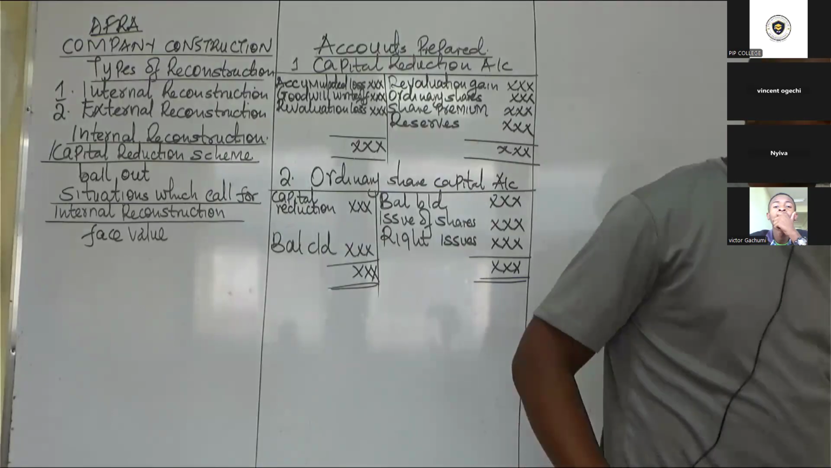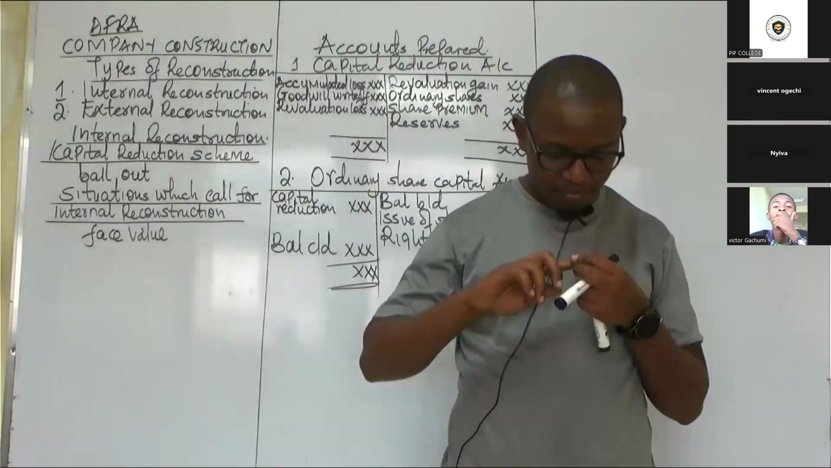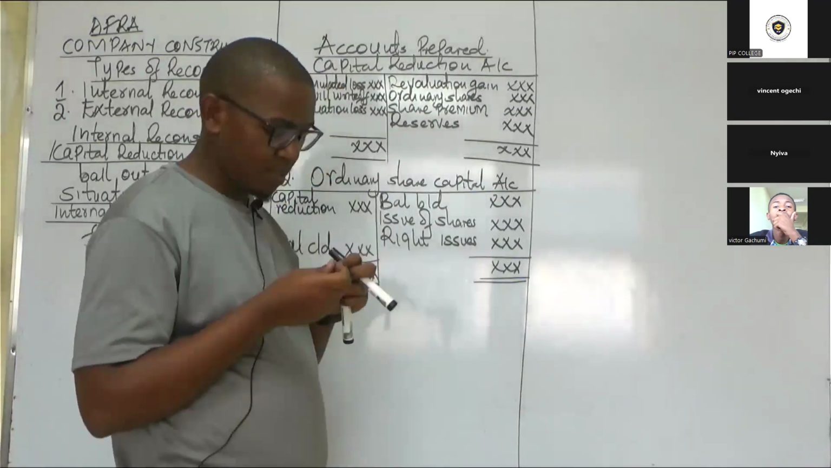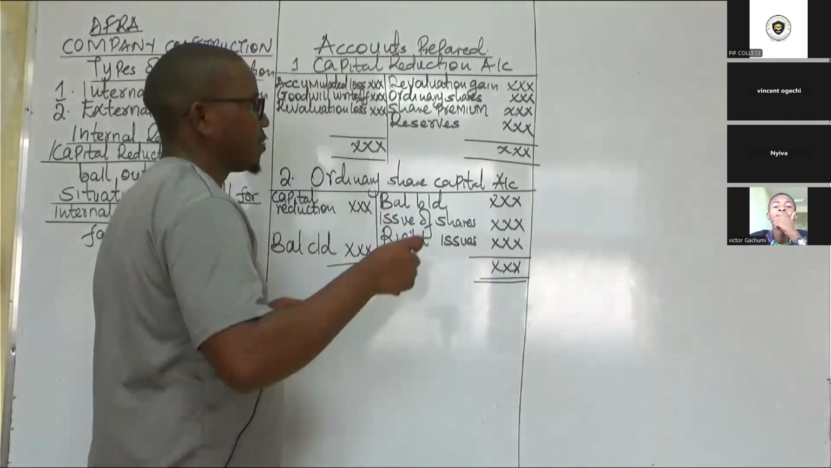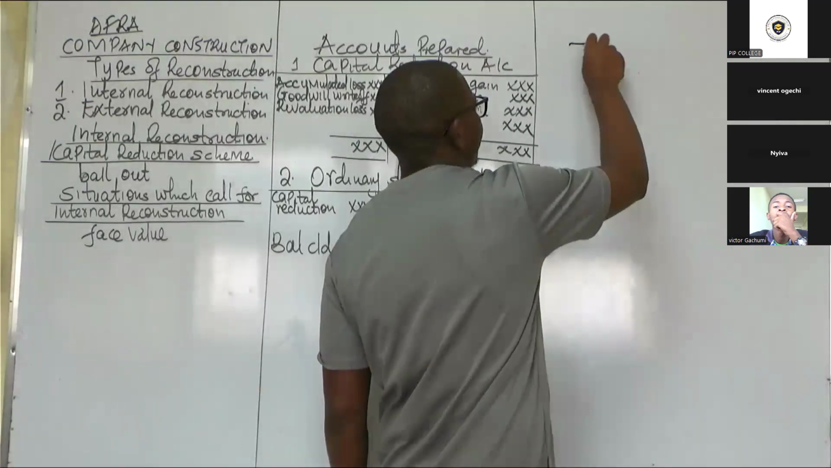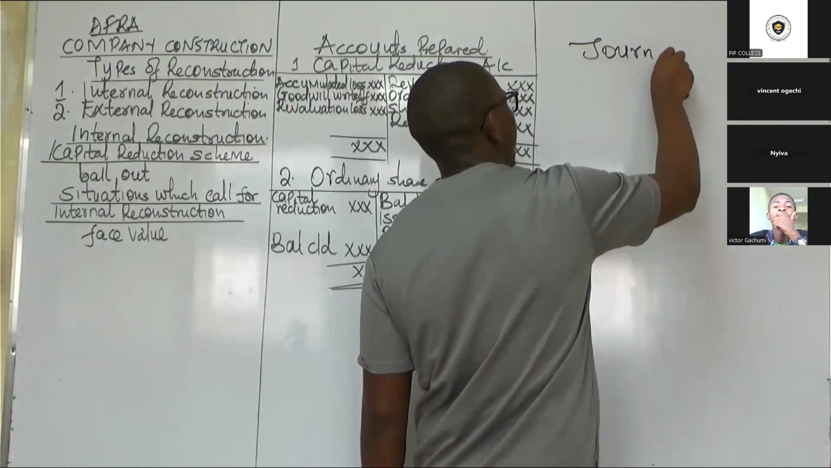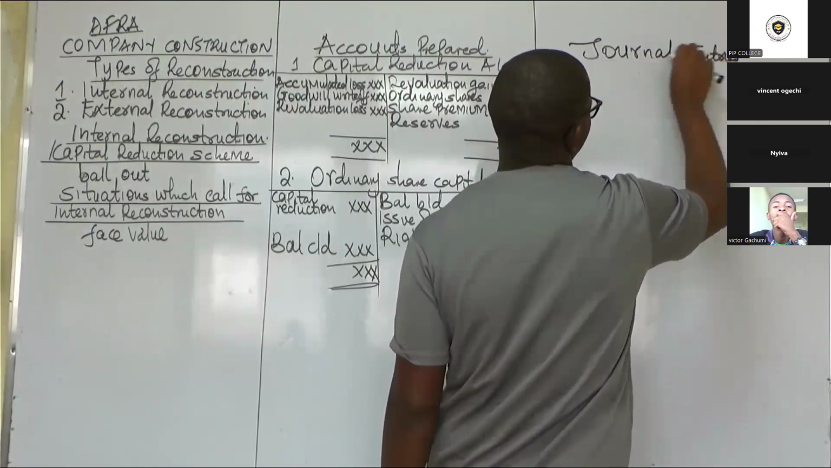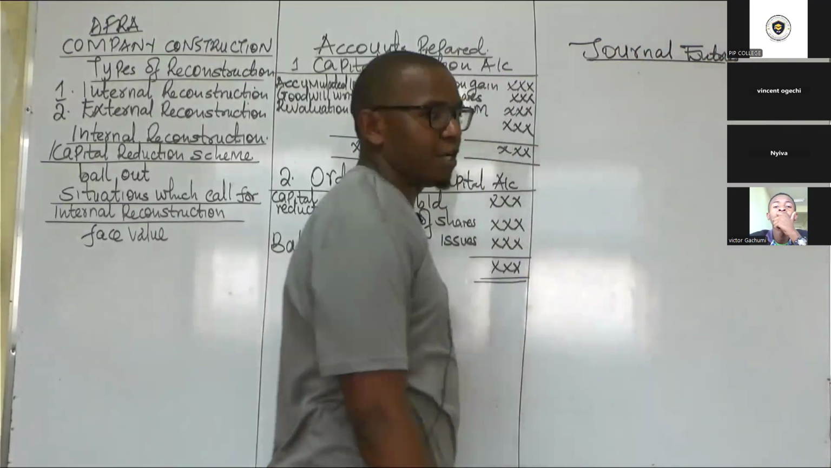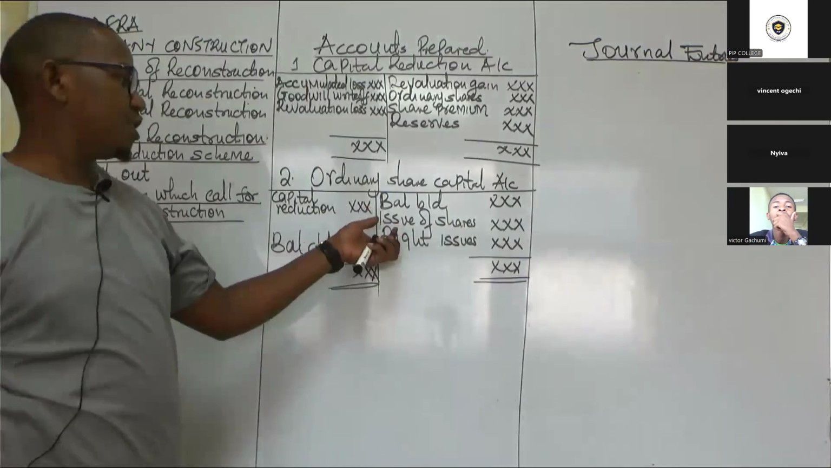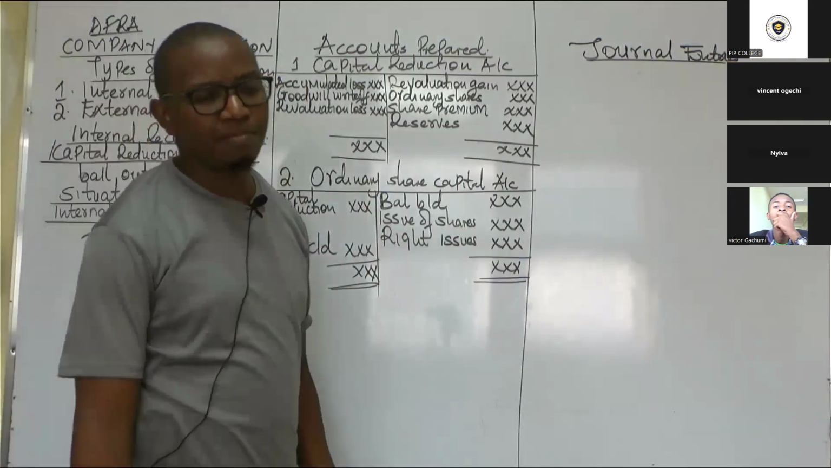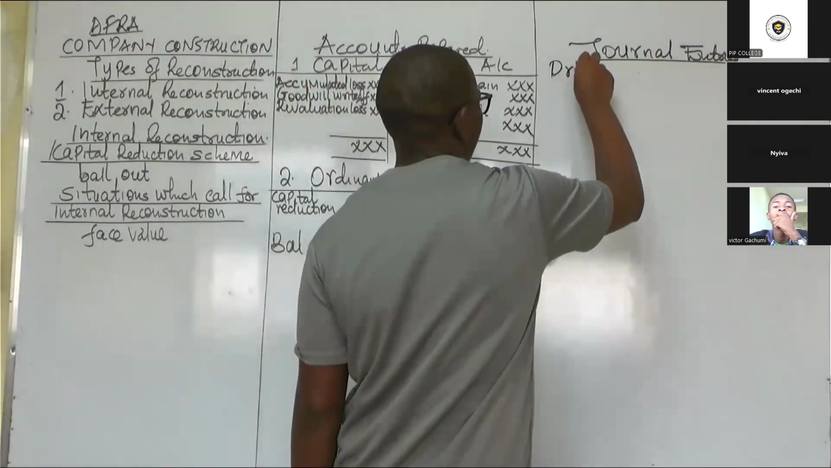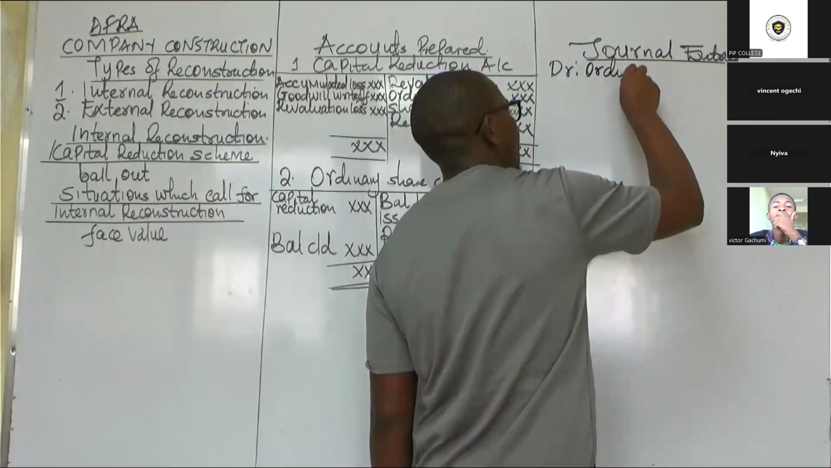Journal entries. Number one, you can begin with a reduction in par value. Now you are reducing the share capital. With a reduction in par value, as I've said, you debit the ordinary share capital account.